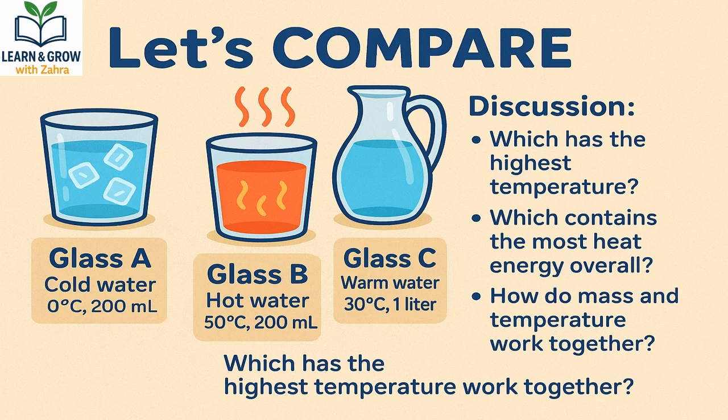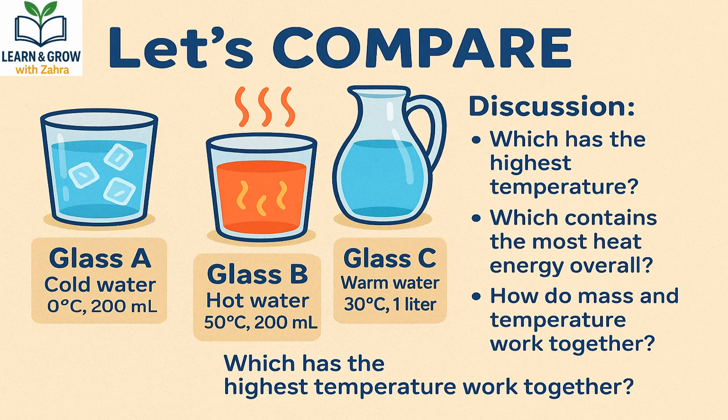Okay, thinking about our rule, energy depends on average speed and the amount of stuff. Glass C is only 30 degrees, which is lower than B, but it has 5 times more water than A or B. Yeah, 1,000 milliliters versus 200. So even with a moderate temperature, that huge mass means glass C has the most total heat energy overall. That really makes it click. You need either high temp or lots of mass or both to get lots of heat energy. It's that multiplication thing. Exactly right.